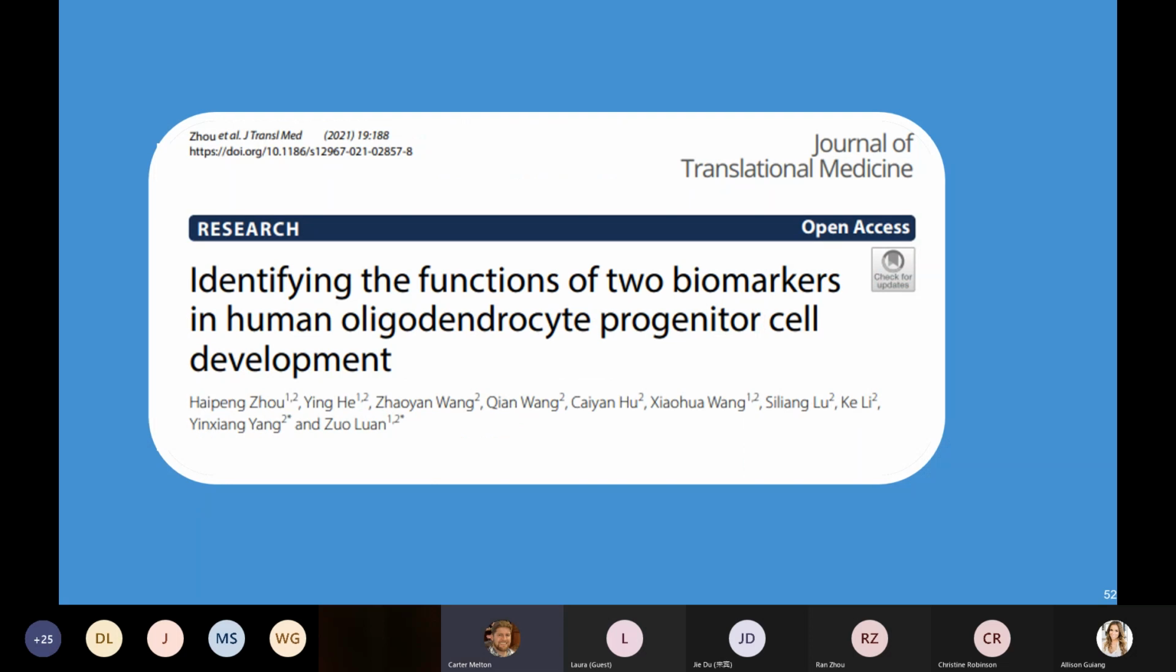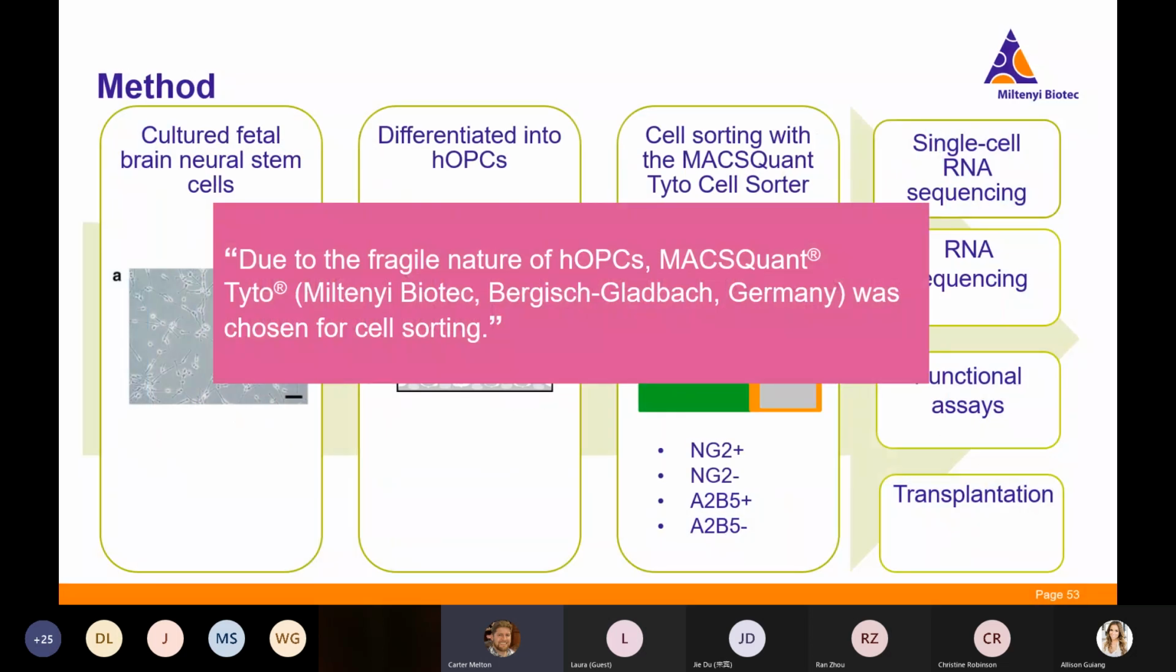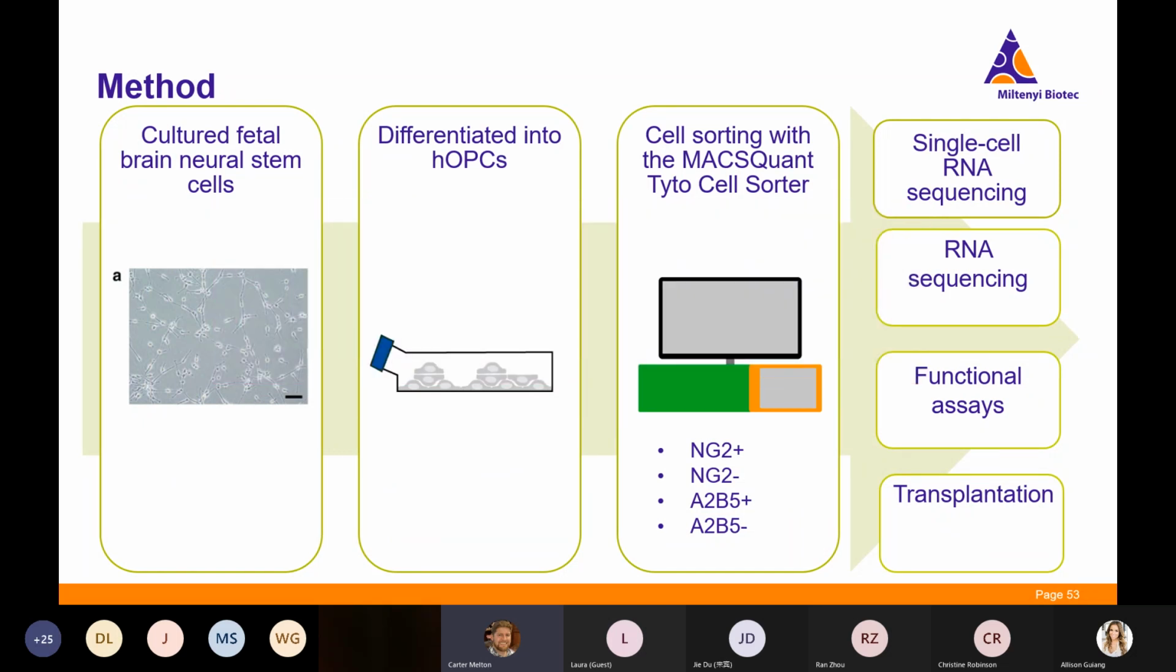This is an example of identifying two biomarkers in human oligodendrocyte progenitor cells. So the next slide shows the overview, but the main thing was that due to the fragile nature of these cells, they wanted to use the Tito because the Tito is nice and gentle, it doesn't apply charges, and it has a low pressure system. So you can see that initially they cultured these fetal brain stem cells, differentiated them into these oligodendrocytes, and they sorted them on the MaxQuant Tito. So they sorted according to the NG2 and A2B5 markers, and then did some assays downstream.